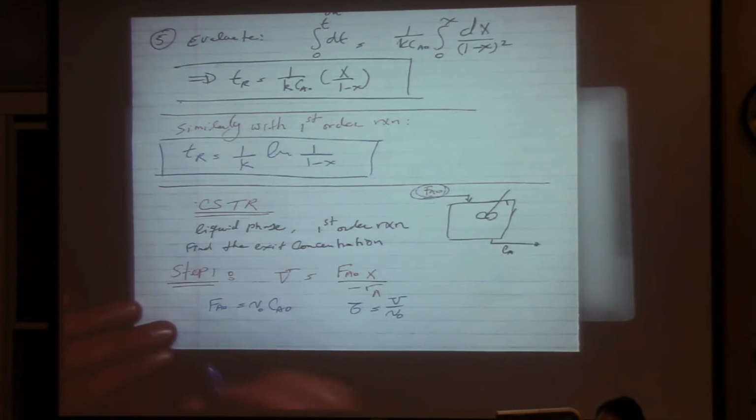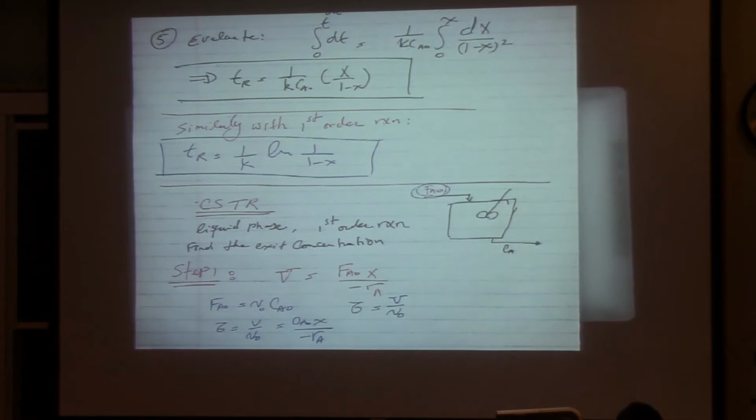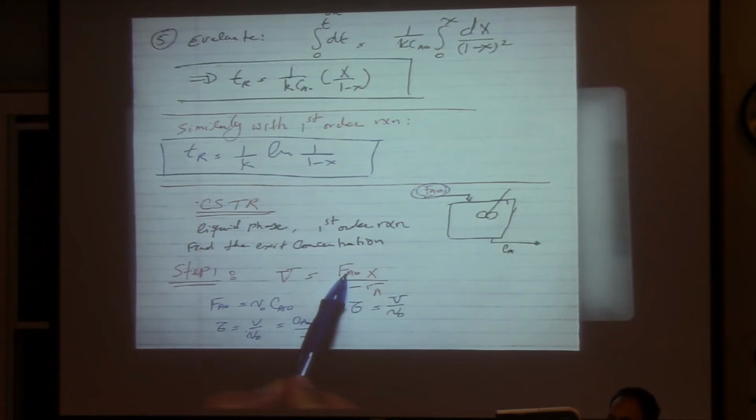So basically your tau would be V over V naught, and that would be CA0 X over minus RA. What we did here, you can see in this equation: if you divide by V0, that gives you tau, and FA0 over V0 gives us CA0. So this equation is this equation, correct? What you have done is divide both sides by V0 to get tau out of this equation, right? Correct? Yes?